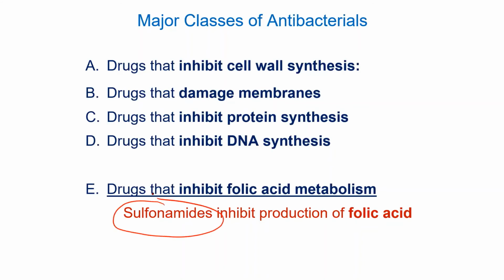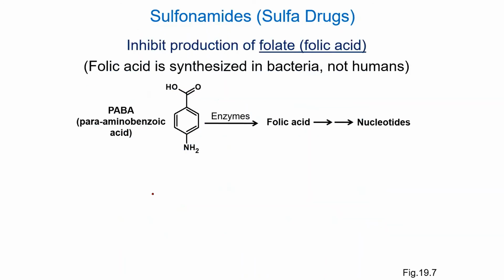inhibit folic acid metabolism. So you're probably thinking about folic acid, and you know, what is that? It's one of the B vitamins, right? And so that's great. We like B vitamins, but we can't make them, right? That's why B vitamins are a vitamin, because our bodies can't synthesize them. We have to take them in our diet, right? Turns out that a lot of bacteria don't take them in their diet, they make them.